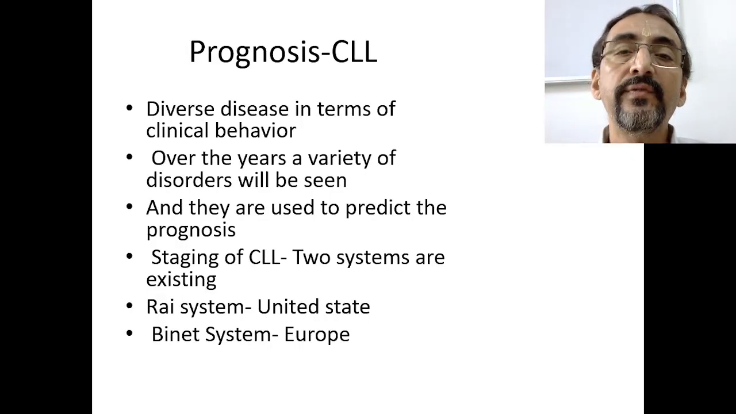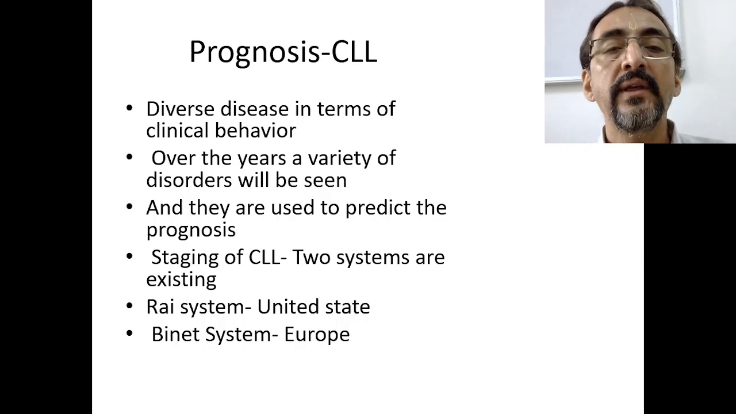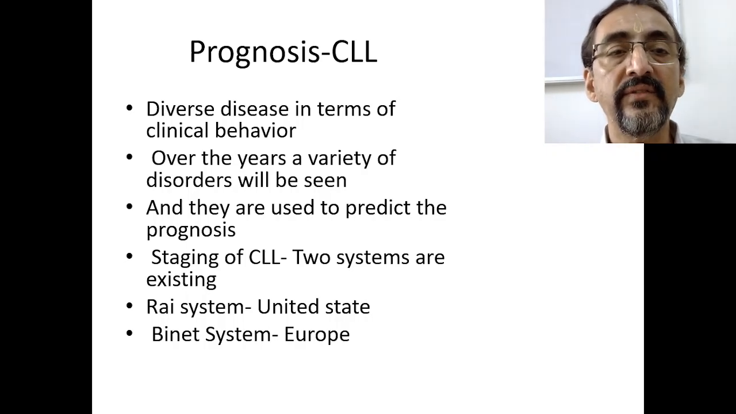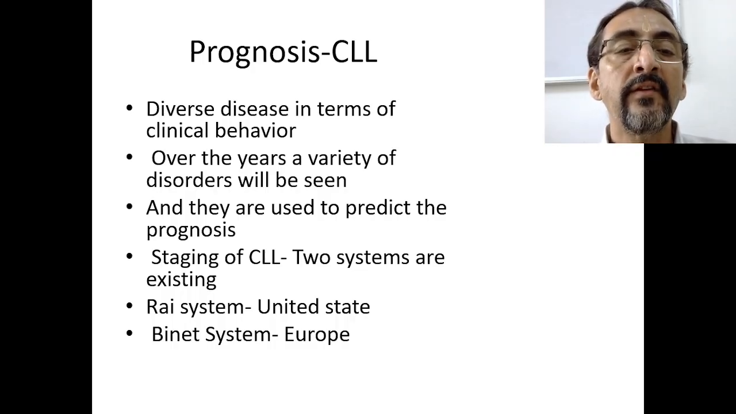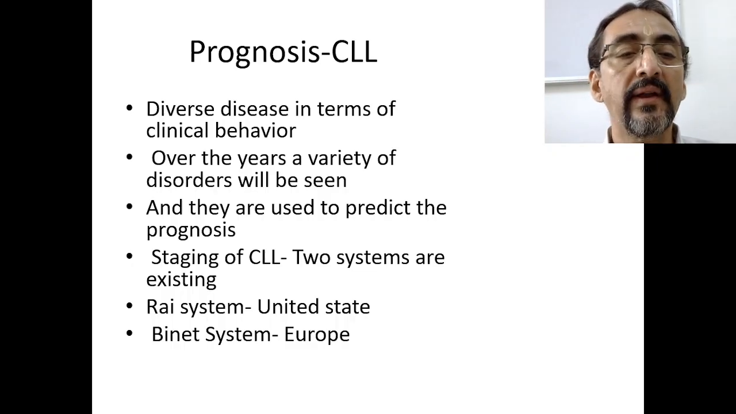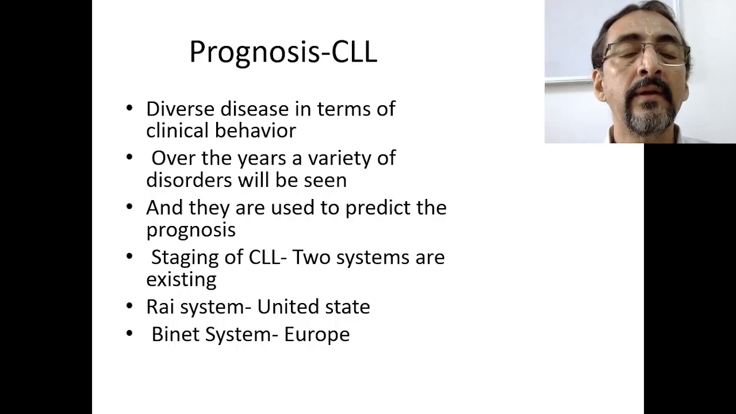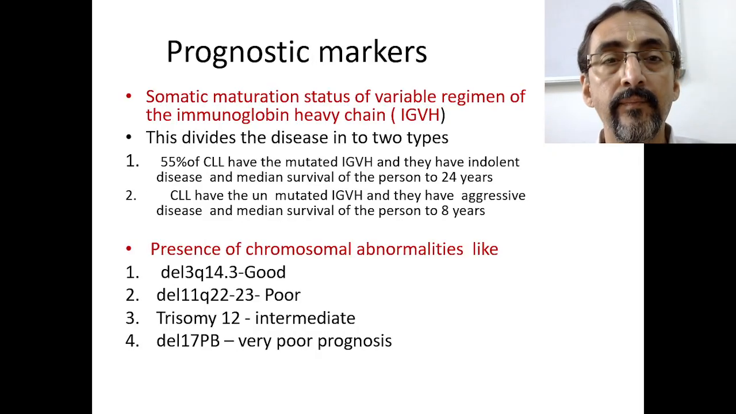What is the prognosis of CLL? It is a diverse disease in terms of clinical behavior. Over the years, a variety of markers have been identified, and they are used to predict the prognosis. For staging of CLL, 2 systems exist: one is the Rai system, commonly used in the United States, and the Binet system, commonly used in Europe.